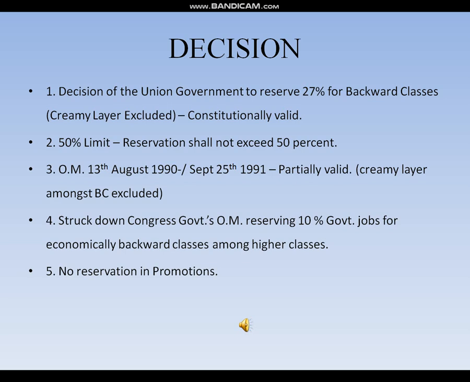Then another peculiar feature of this judgment is that the 27% reservation accorded to the backward classes is with regard to appointment, and it shall not be applicable to promotions. So this is the gist of the judgment. This is the decision of the court with regard to Indra Sahani.